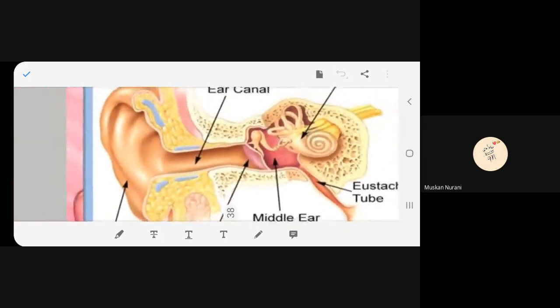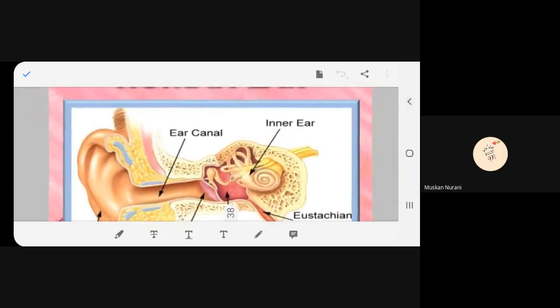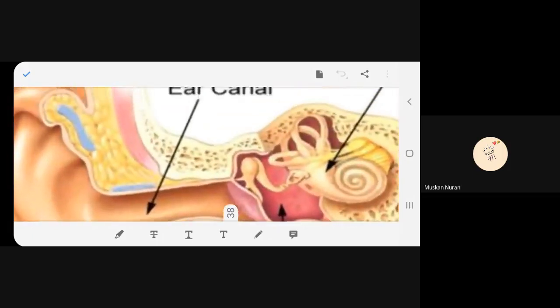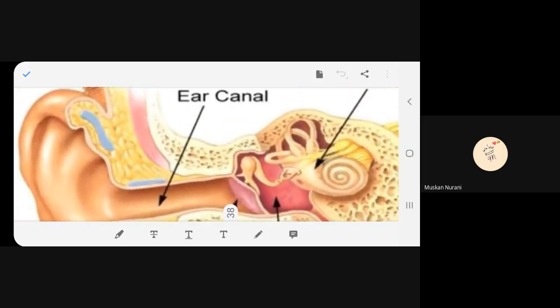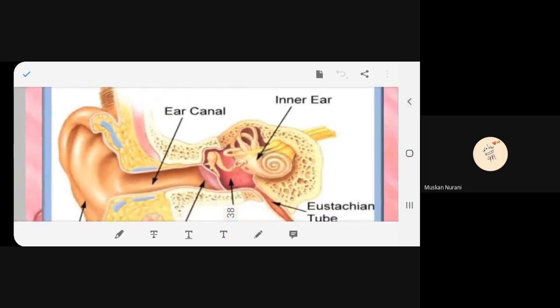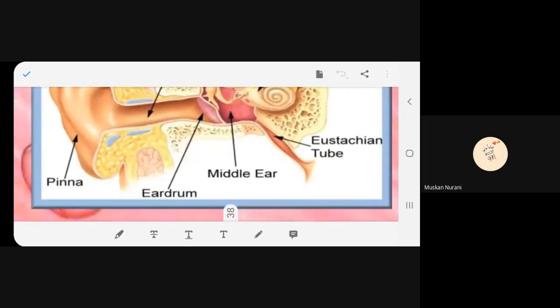Again, in a colorful manner, we are going to show you. The outer ear is pinna. You see this? The outer ear is pinna. Then we have the ear canal. One by one we will show. This is the ear canal. Then we have the eardrum. You see this? This one. The eardrum.